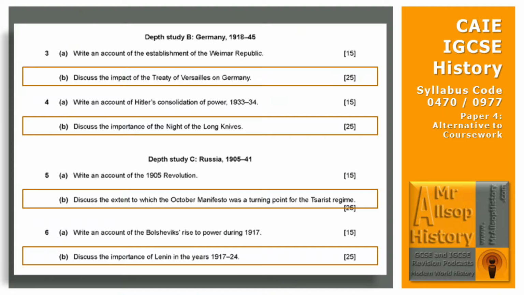So it could say, discuss the extent to which this was a turning point within a period, or discuss the importance or the impact or the contribution of a named factor within the period of your depth study. For example, within the Germany topic, the specimen paper offers discuss the impact of the Treaty of Versailles on Germany, and a second example of discuss the importance of the Night of the Long Knives. So although these questions appear to be different, one asks about the impact and the other asks about the importance, they're really asking you just to focus on explaining the effects or the consequences of the named factor.